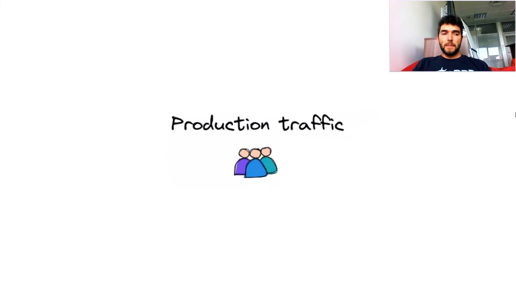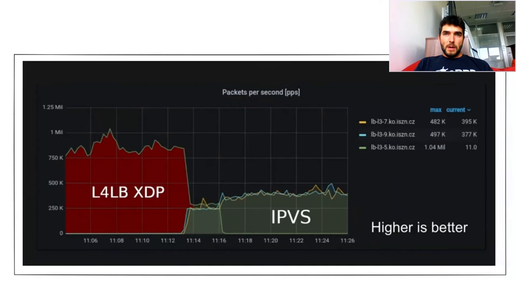But still, this was only the synthetic test. We wanted to see the proof from production. So we decided to take out one node, replace IPVS with Cilium, and put it into production. And that's what we did here. So we took out the green node. We deployed Cilium on it, and we had the other two nodes running IPVS. This is not from the whole production.